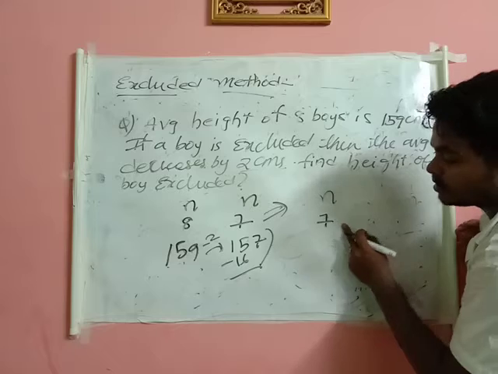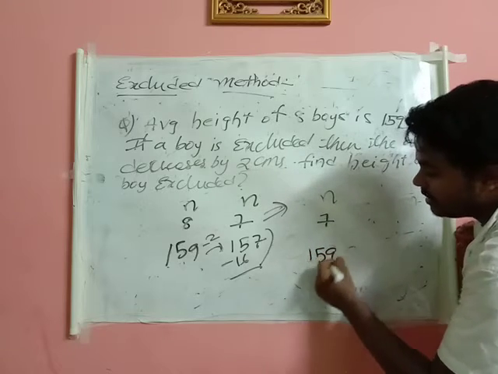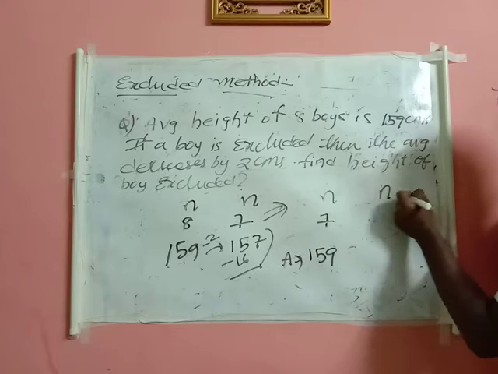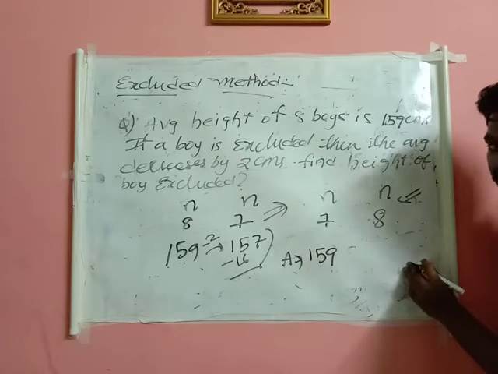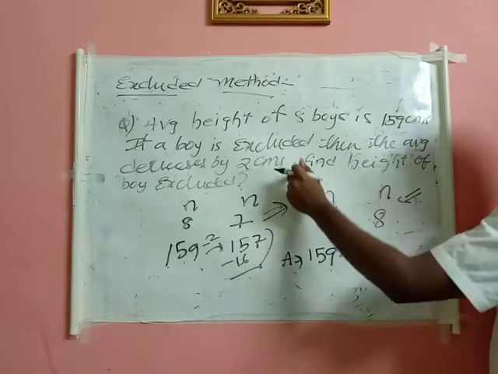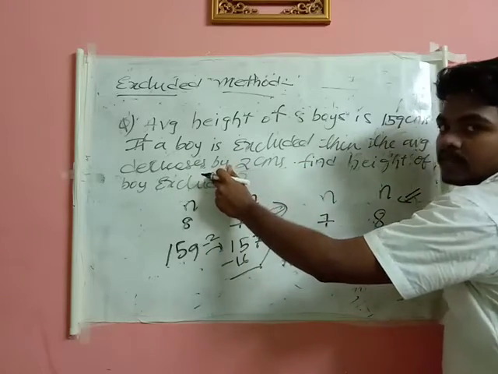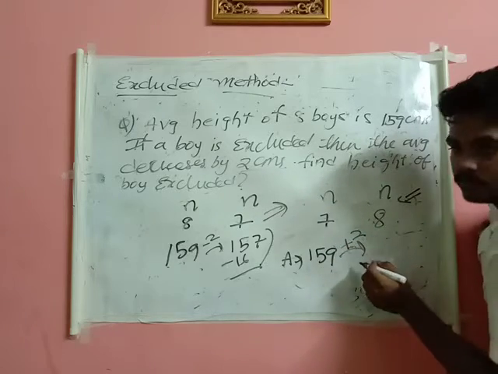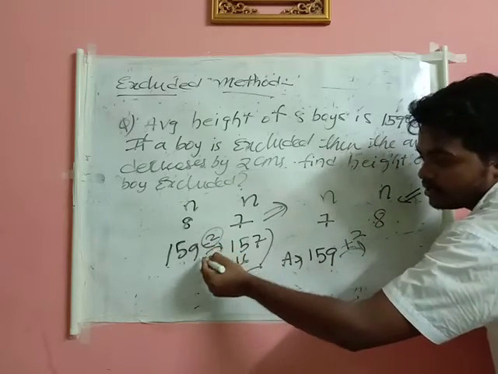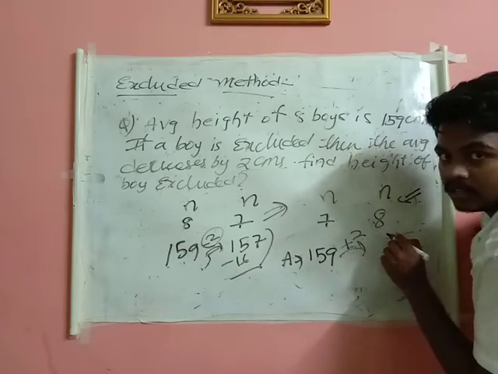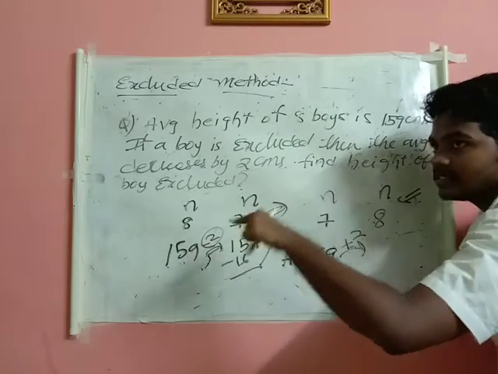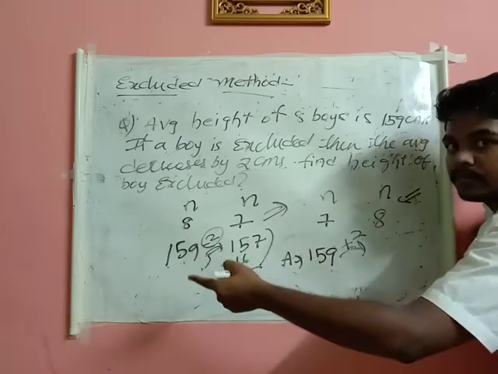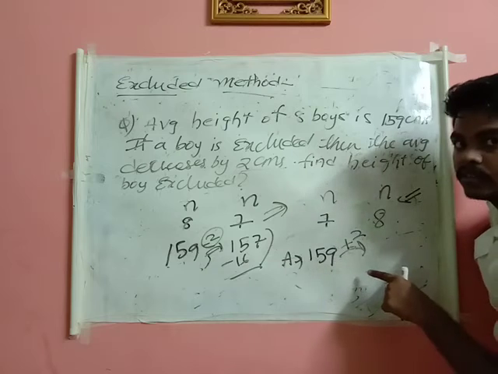Initially 7 boys are there. What is their average height? 159 is the average height. Now one boy is included, so the number increases to 8. Here, if a boy is excluded, the average decreases by 2 centimeters. So for inclusion, you just add +2. Here you are doing -2. So this is the excluded method, but we are converting it to the included method now. Whenever you get minus in the excluded method, you put plus in the included method. Whenever you get +2 in the excluded method, you put -2 in the included method, right?